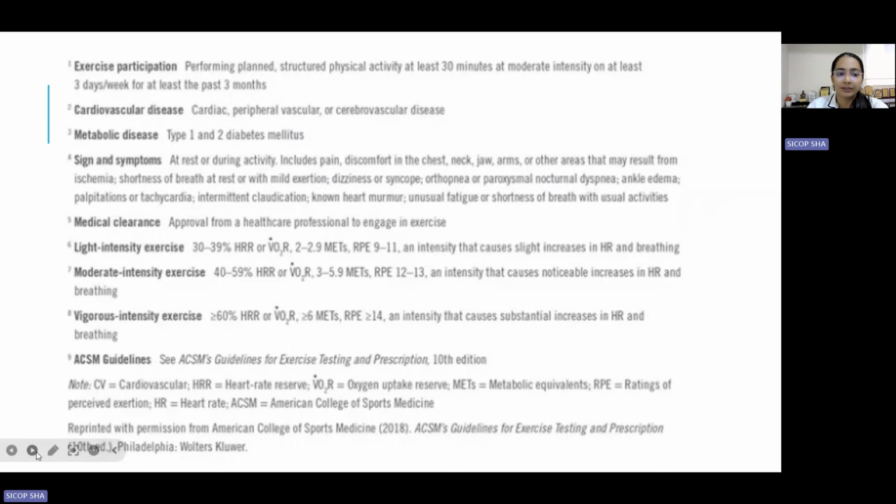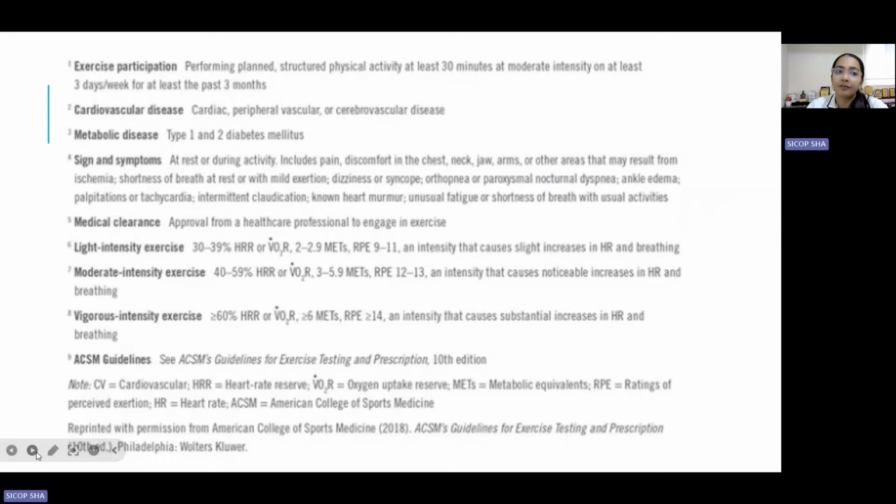These are certain terminologies that we will be using further on, and I think most of us will be familiar with these. Exercise participation, cardiovascular diseases, which we already know, and metabolic diseases. For the sake of this, we consider that as type 1 and type 2 diabetes. Then the signs and symptoms. These are just the terminologies that we are going to use going forward.